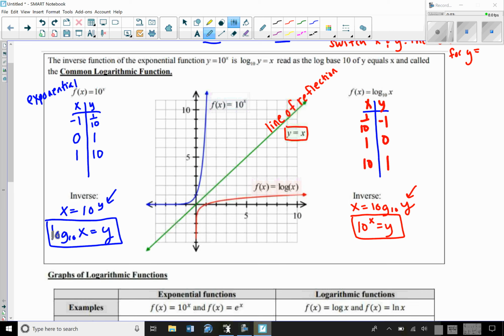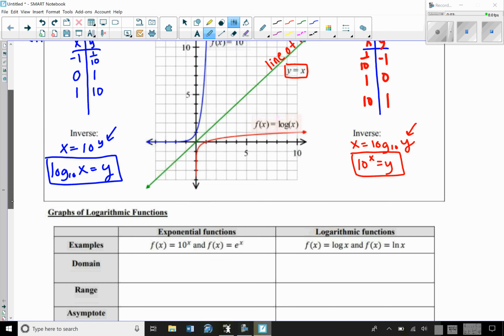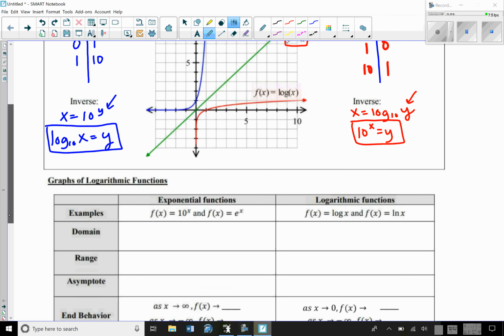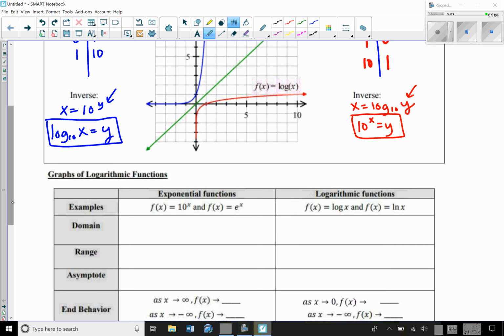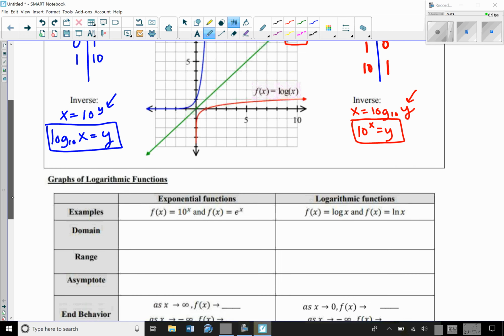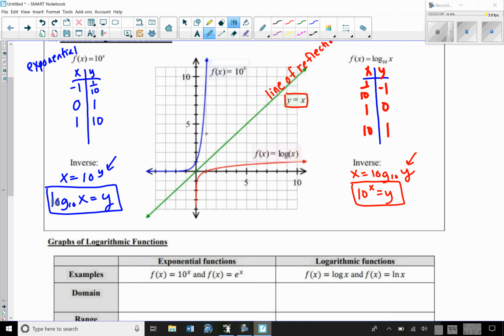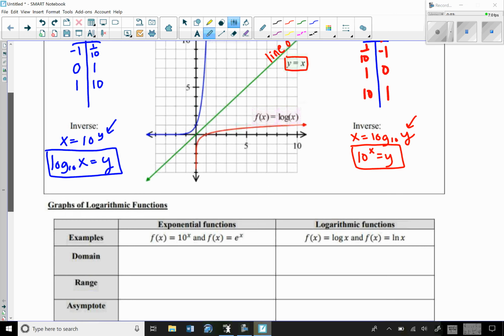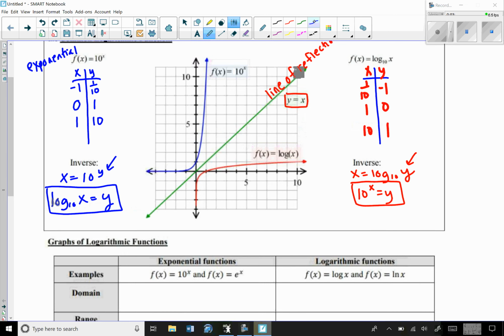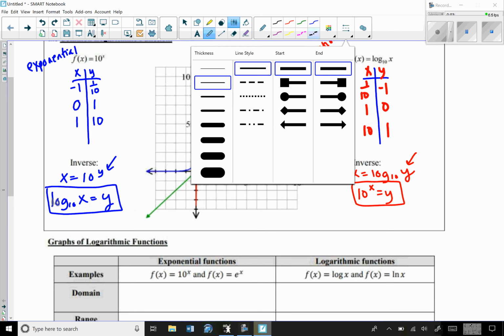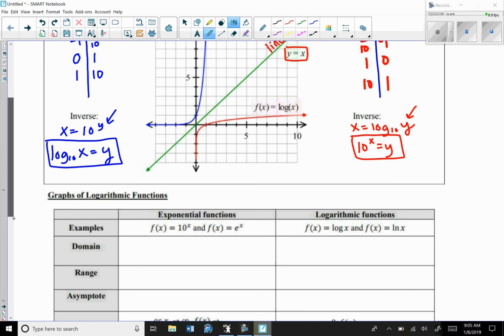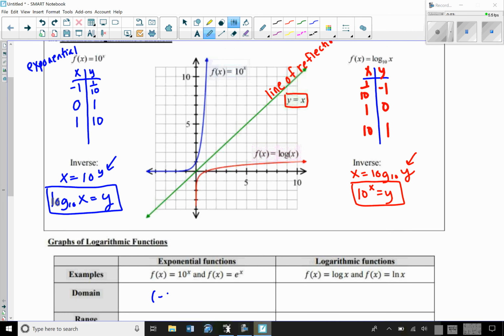Some other things we need to talk about. If you look down here at our table, let's go ahead and look at the domain. If you look at our exponential function, we can see that our domain is going to be all real numbers because we can plug anything in for x. We don't have any variables in a denominator, and we don't have any variables underneath an even root. So I know my domain for this is, again, all real numbers, so -infinity to infinity.